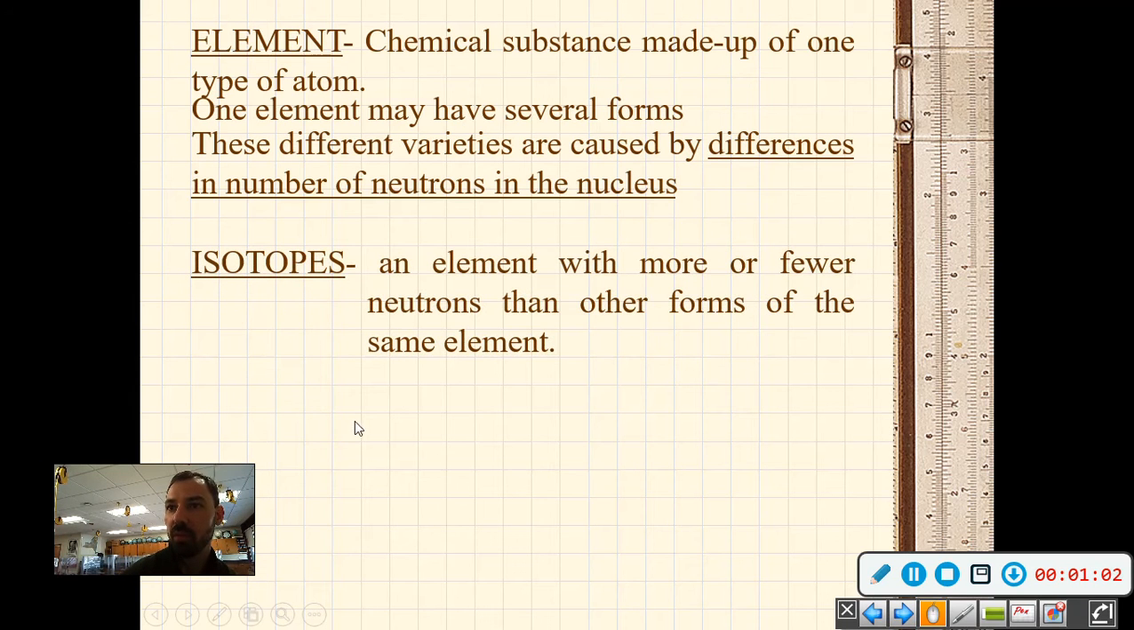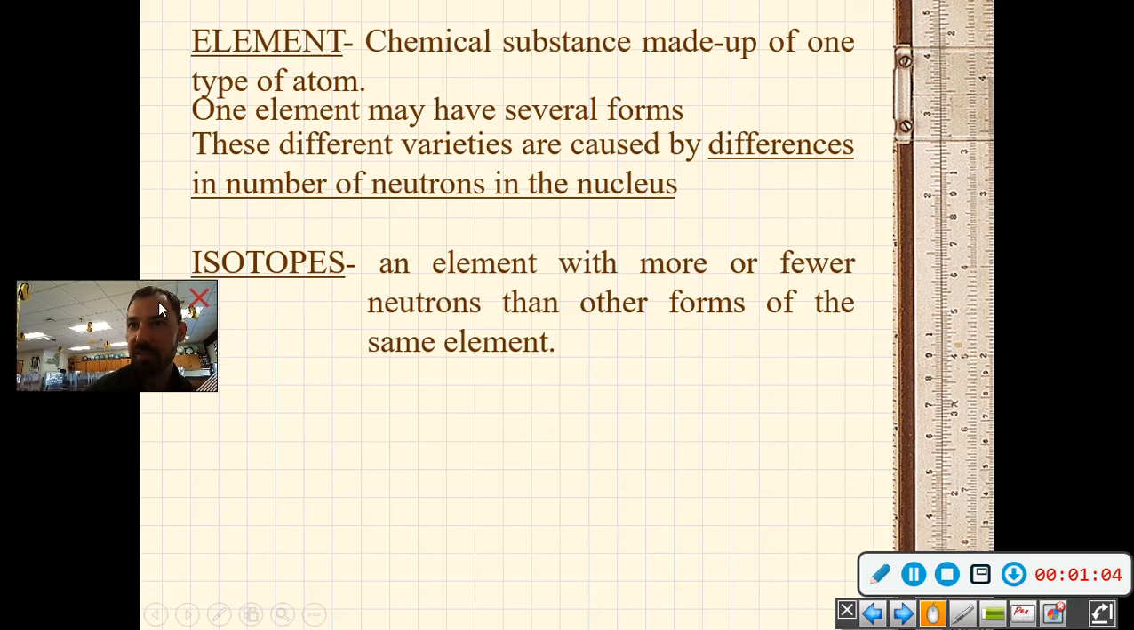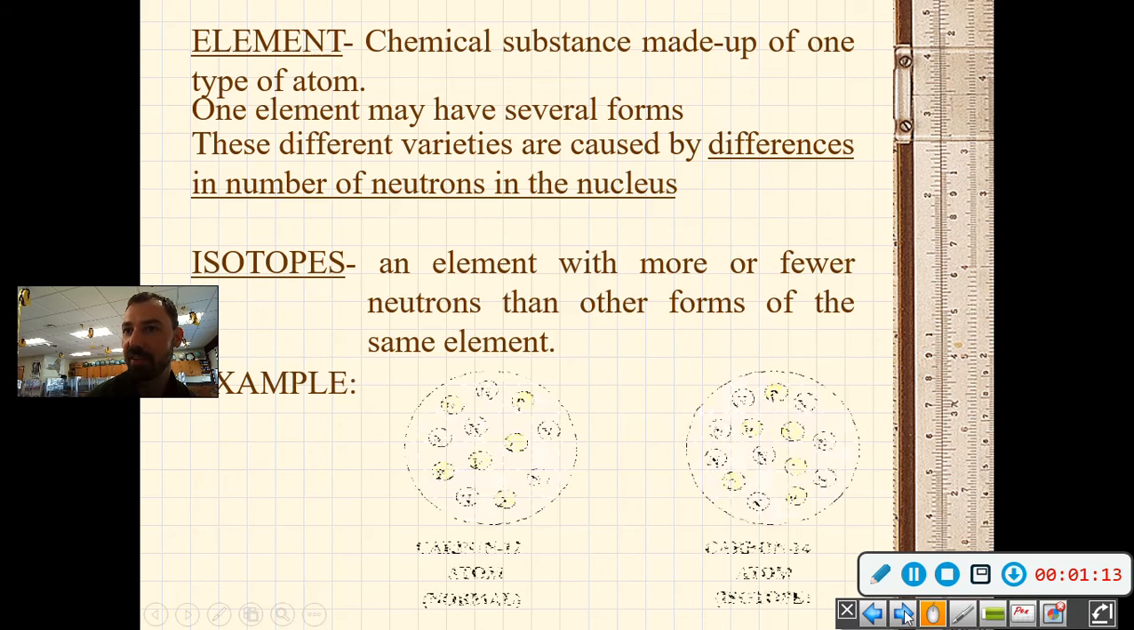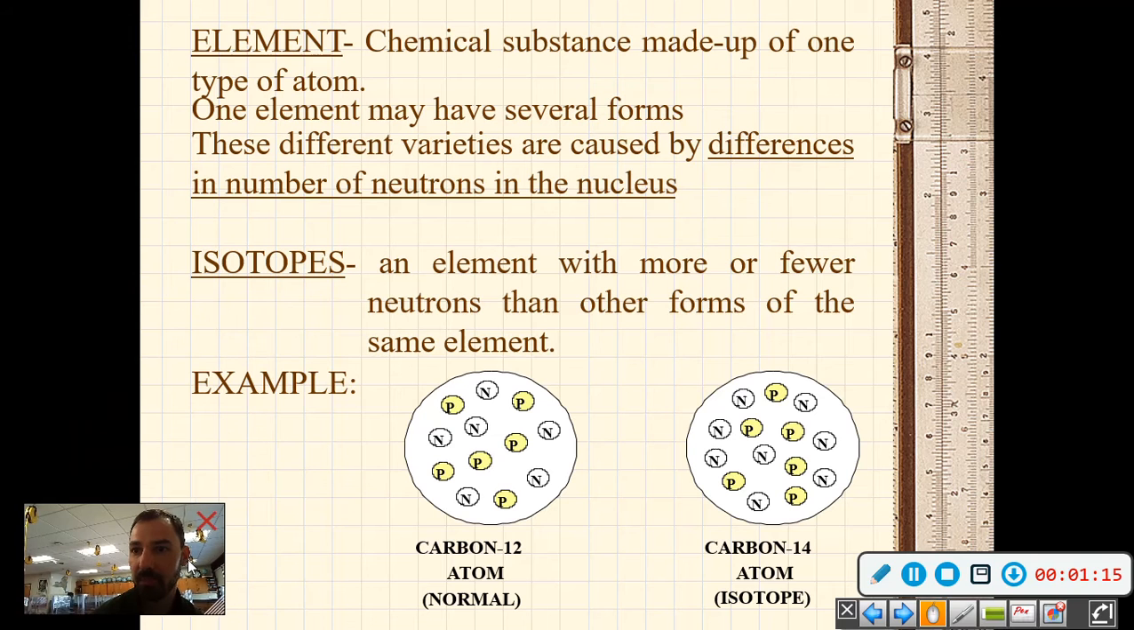Okay, and when a substance has more or less neutrons than the normal form, it's called an isotope. And these isotopes are not stable forms of the element. So carbon-14 is an example of a radioactive isotope. Carbon-12 is the normal neutral version of it.